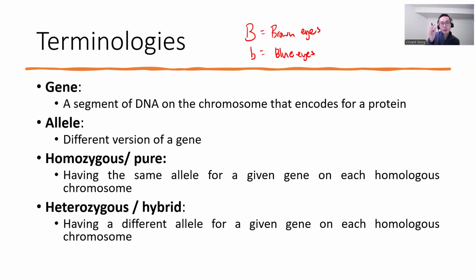If the allele on both chromosomes is the same, then we say the person is homozygous or pure for that particular gene. Take the eye color allele, for example. If the person is big B, then we say they are homozygous, brown eyes. If they are small b, then we say they are homozygous, blue eyes. Or you can say pure brown eyes or pure blue eyes.